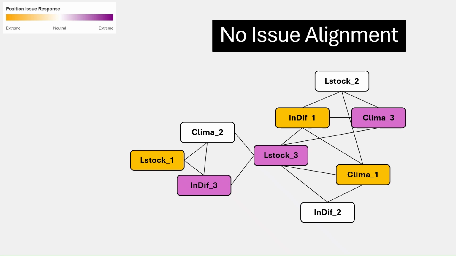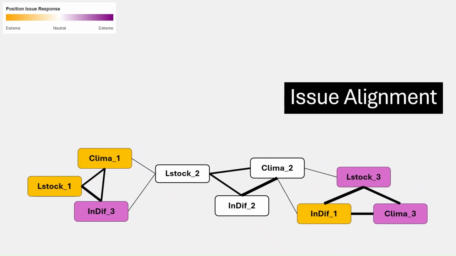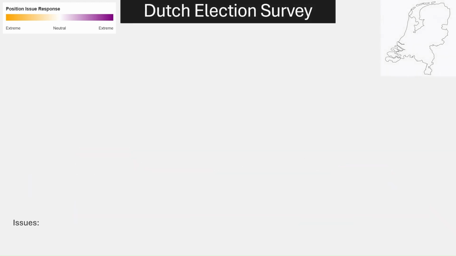On the other hand, in the case of high issue alignment, the thickness of the connections increases and the response nodes are located in a way that the extreme positions regarding an issue are on the left and right side of the network, with only the neutral white responses forming a connecting bridge. Now let's look at the data.